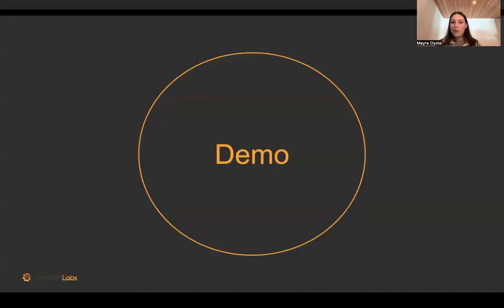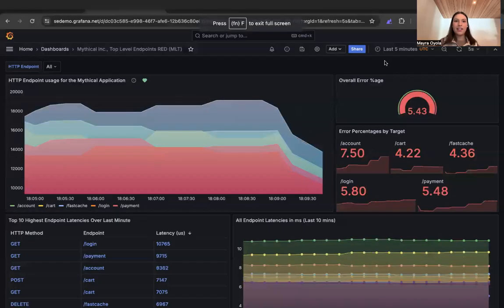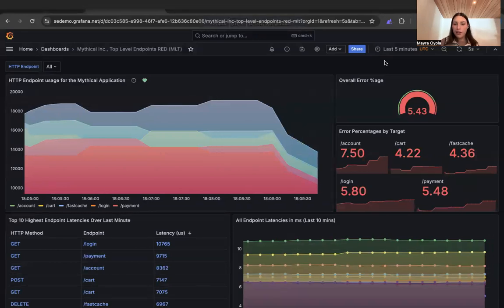All right, the moment you've all been waiting for, let's get into the demo. So this is monitoring our Mythical Ink application.